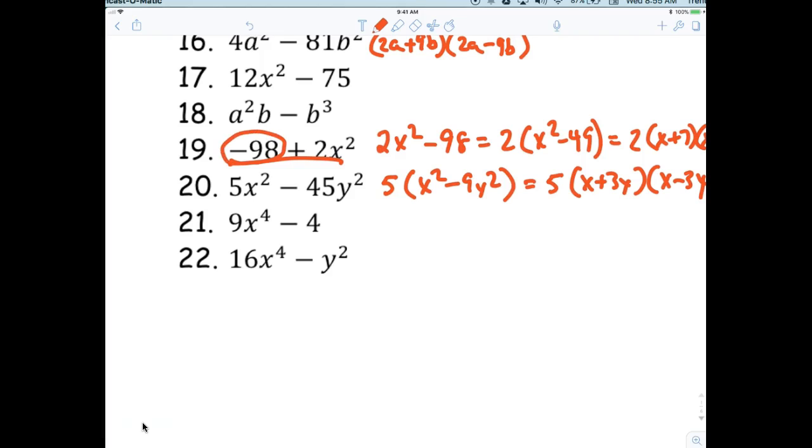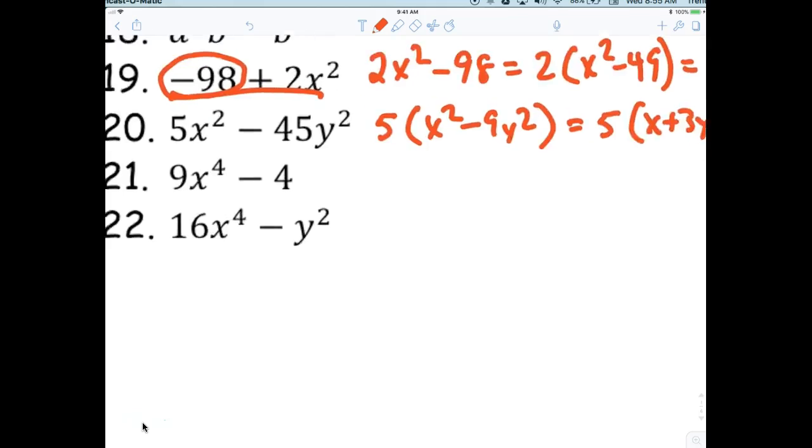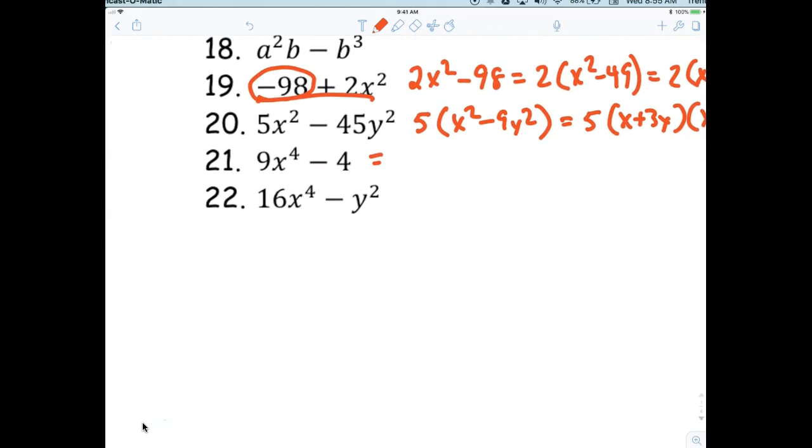Switch it. Number 21. 3x squared plus 2. 3x squared minus 2.